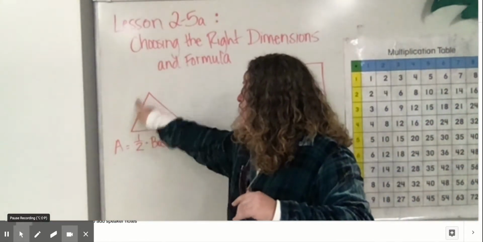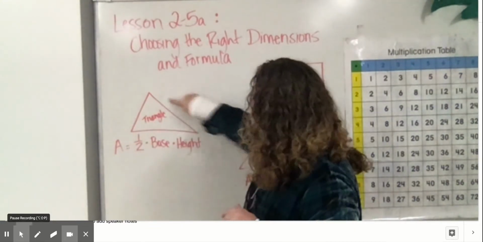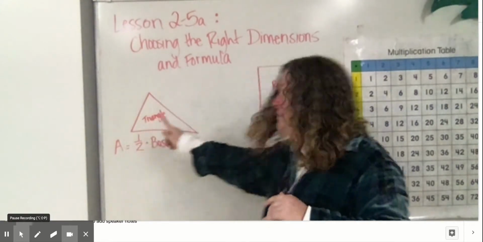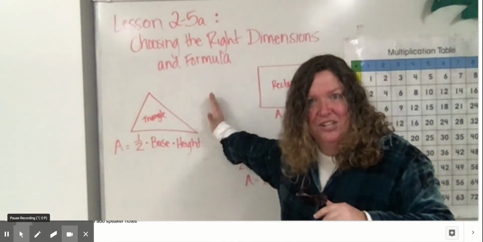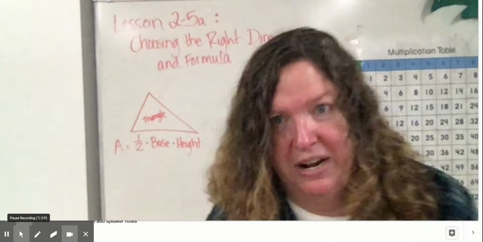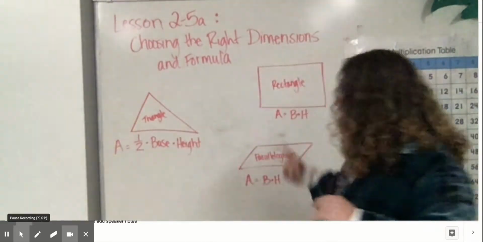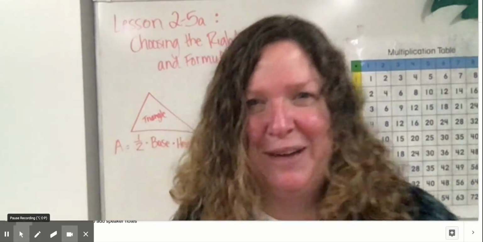Are we going to choose the number that's on this side? Are we going to choose the number on this side? Are we going to choose the number along the bottom? Or is there a number in the middle? Sometimes there's a number out on the outside edge. So the dimensions, we're going to help you choose which ones to use, and then the formula for area and perimeter, which I actually don't have written on the board.